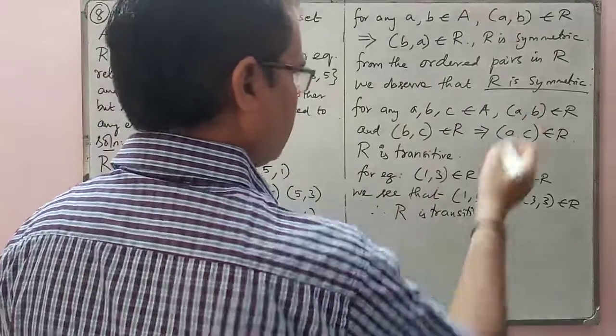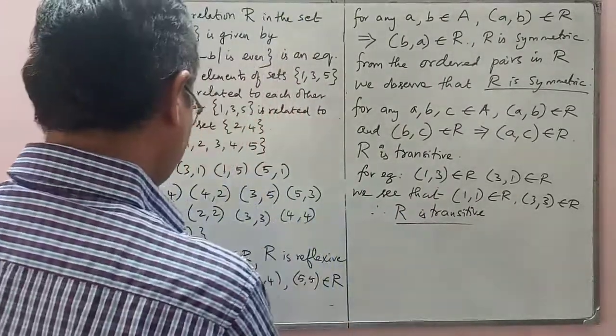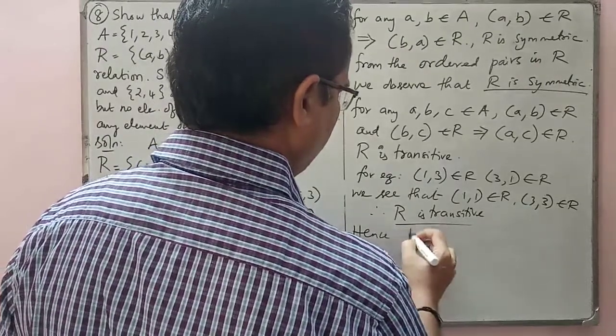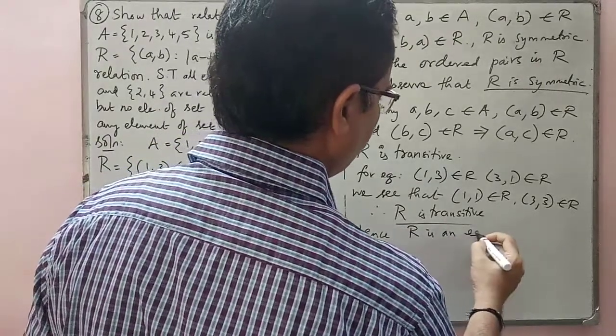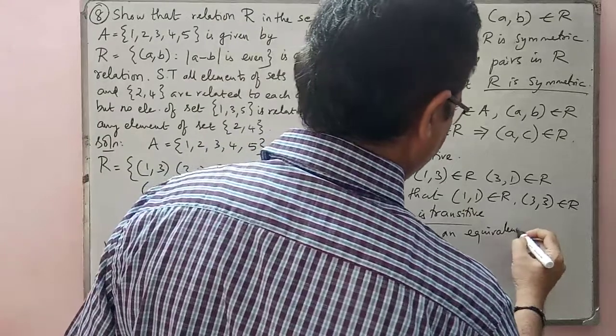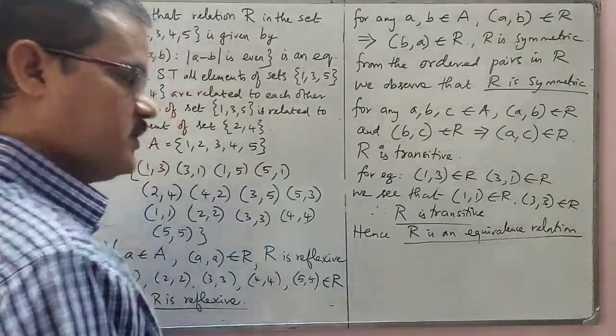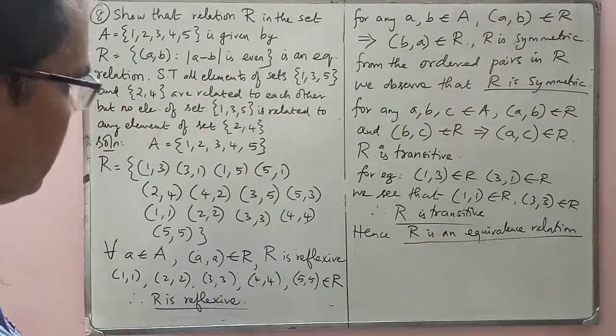So it is symmetric, it is transitive and it is reflexive. So from this, hence R is an equivalence relation. So we have proved that it is an equivalence relation. Now let us see.